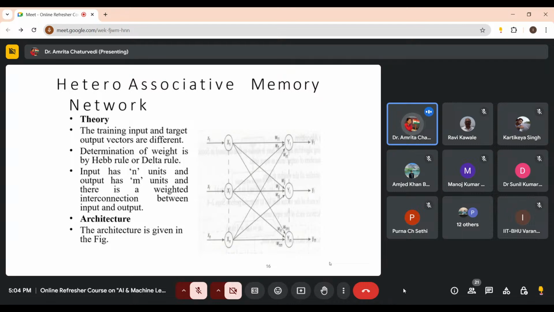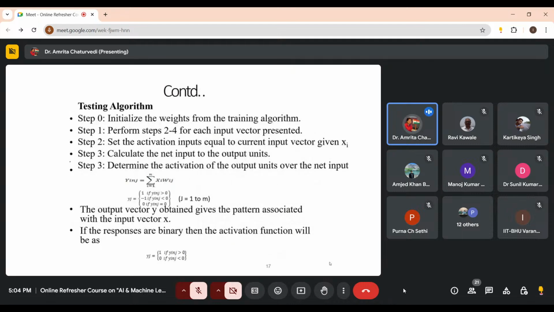Both the rules we have seen. So the training part is the same. The training process of this hetero-associative network is the same as for the auto-associative network, so we are skipping that. We will straight away come to the testing part of the algorithm. You initialize the weights from the training algorithm. Then you perform steps 2 to 4 for each input vector.